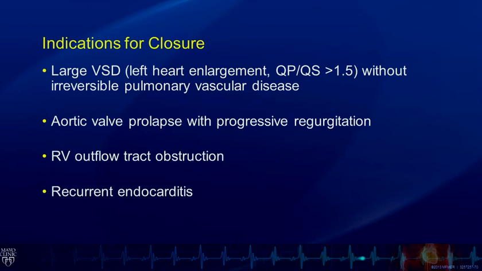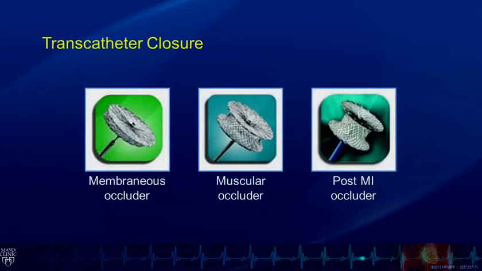Other indications for closure, even with small ventricular septal defects, would be aortic valve prolapse with evidence of progressive regurgitation, RV outflow tract obstruction as seen with the double-chambered RV, and any episode of endocarditis related to a ventricular septal defect. Closure methods are usually surgical in nature. There has been enthusiasm about transcatheter closure, but currently there is no membranous occluder device available because of complications seen in early trials. So any patient with a membranous ventricular septal defect would need surgical closure.